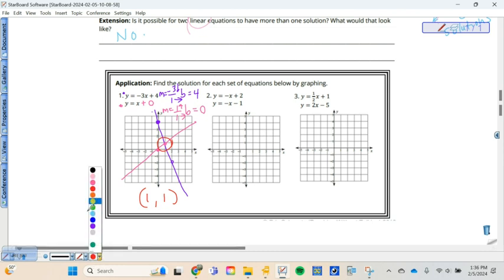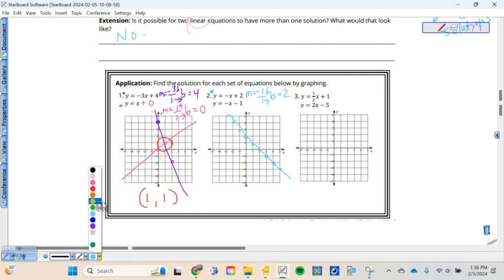How about number 2? I've got 2 lines here. What's the first equation? What's the y-intercept? 2. So I start at 2. What is my slope? Good. It's -1. So I'm going to go down 1 over 1. Down 1 over 1, down 1 over 1. And I can go back this way, right? Because my lines go infinitely in both directions.